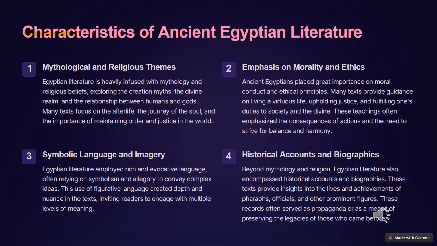Characteristics of ancient Egyptian literature. First, we explore the mythological and religious themes.